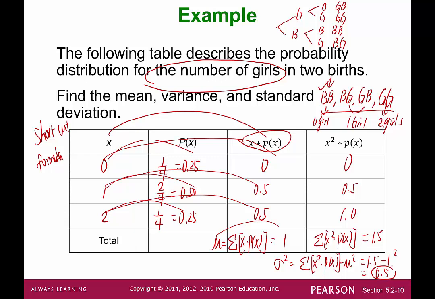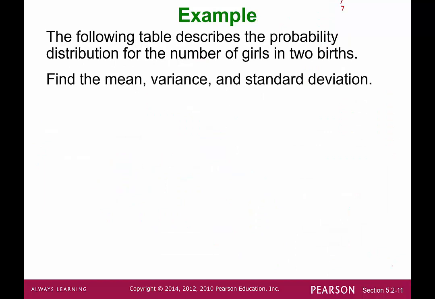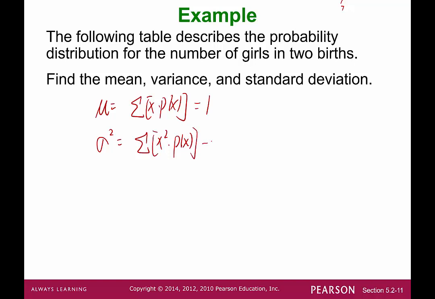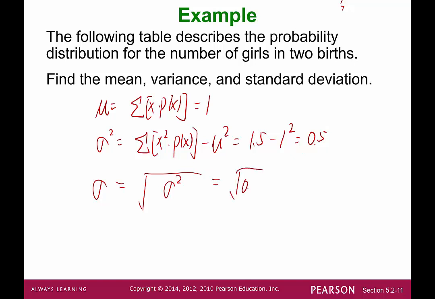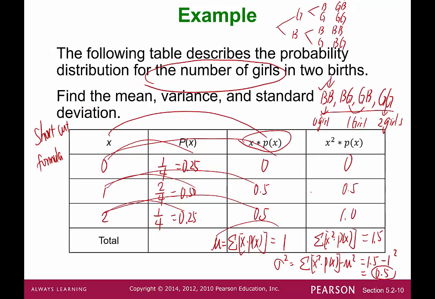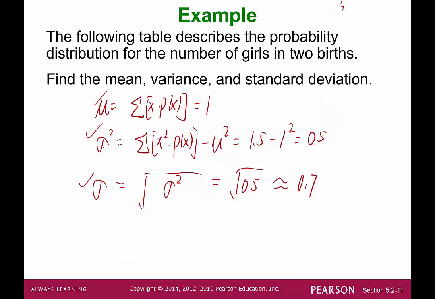Okay. By simply using the table, you can easily calculate the mean and the variance. The mean, summation of x times p of x, turned out to be 1. Variance is summation of x squared times p of x minus mu squared. That's 1.5 minus 1 squared, that's 0.5. The standard deviation sigma equals square root of 0.5. If you round it to 1 decimal place, it turns out to be 0.7. Okay. So by creating the table from the earlier slide, we'll be able to calculate all of these outcomes: mean, variance, and standard deviation.